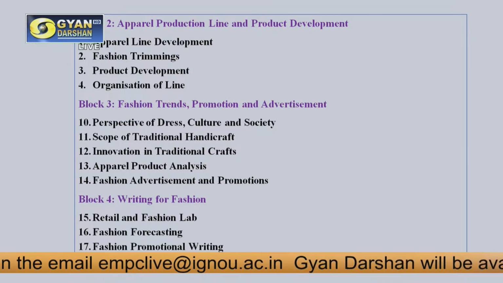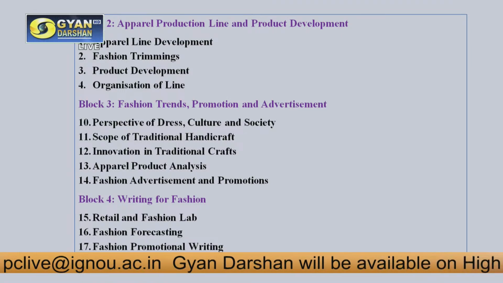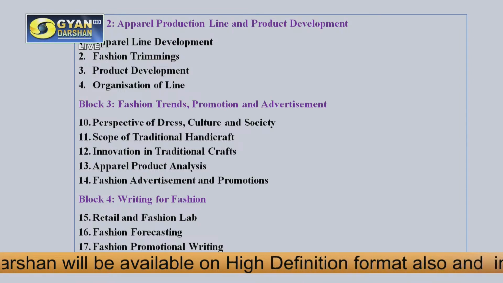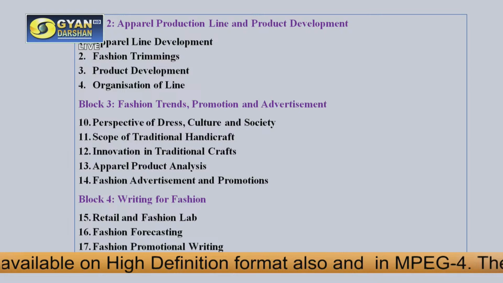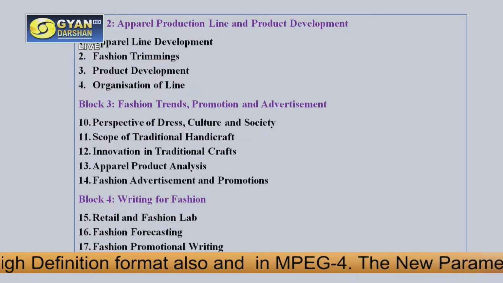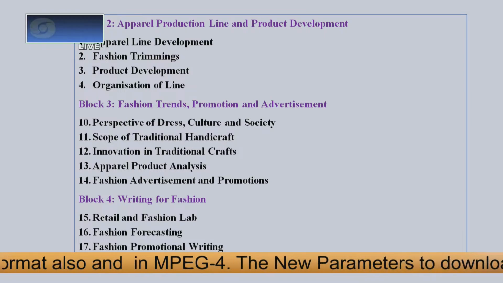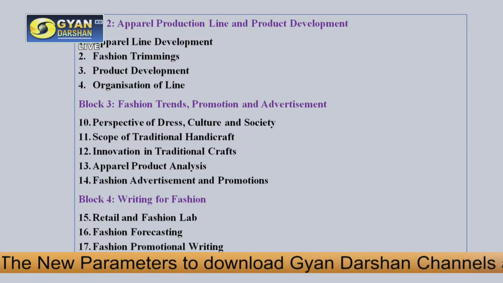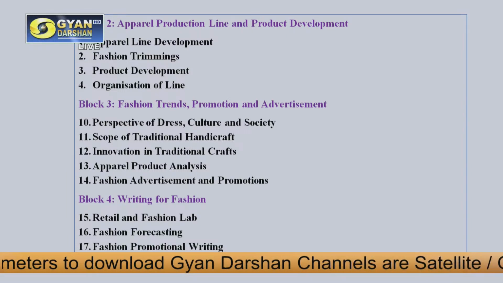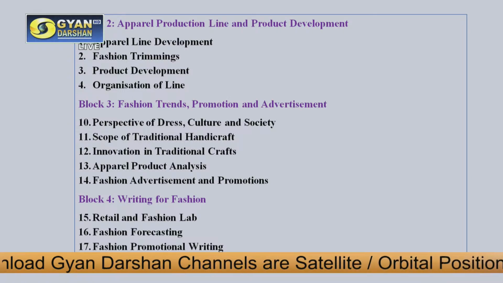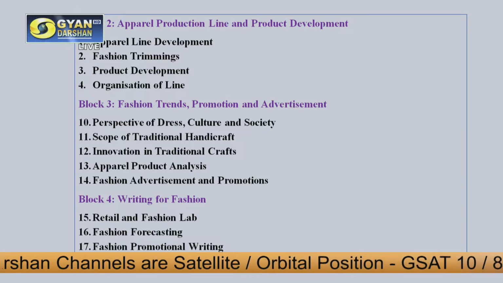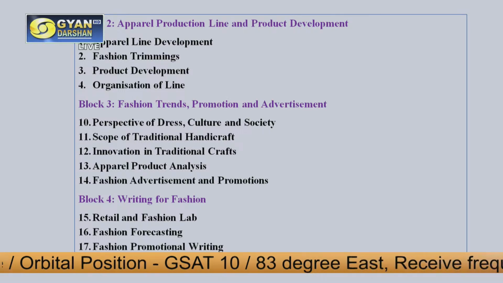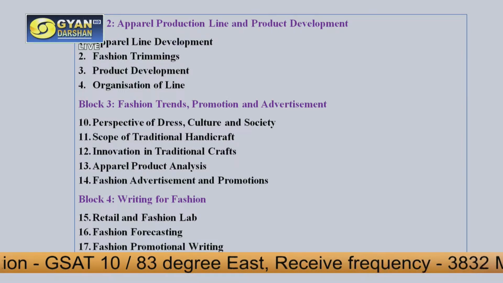Then block 3 is about fashion trends, promotion and advertisement, in which 5 units you have to study. Unit 10 is perspective of dress, culture and society. Unit 11 is scope of traditional handicrafts. Unit 12 is about innovations of traditional crafts. Unit 13 is about apparel product analysis, and Unit 14 is fashion advertisement and promotions.